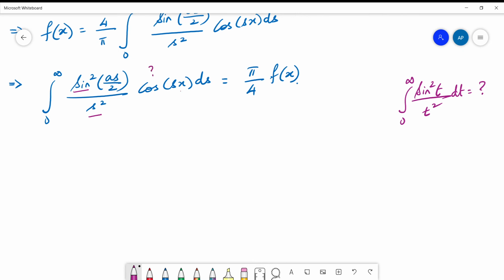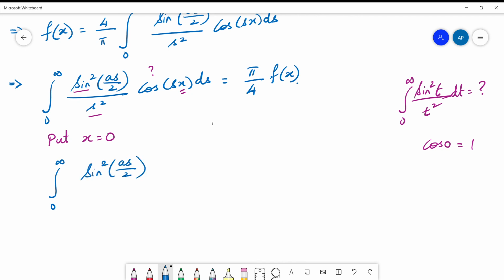If it has to be taken off, we have to give a particular value of x. So what should that value of x be? Yes, you are right. You put x equal to 0. Why? So that cos 0 value, we know it to be 1. And therefore, what happens to the integral on the left side? Integral 0 to infinity sine square as by 2 divided by s square is equal to pi by 4 into f of x at x equal to 0.